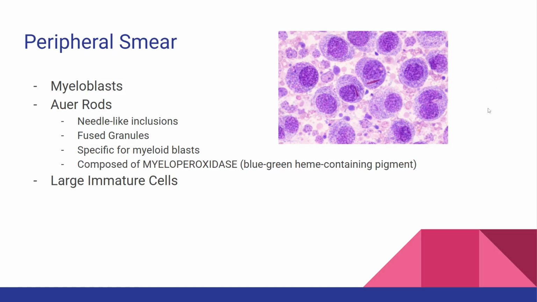The Auer rods are needle-shaped cytoplasmic inclusions, and they're formed by the fused azurophilic granules, right? But yes, this is the picture that you want to memorize, okay? And you can see there's a high nucleus to cytoplasm ratio, right? So also keep that in mind.